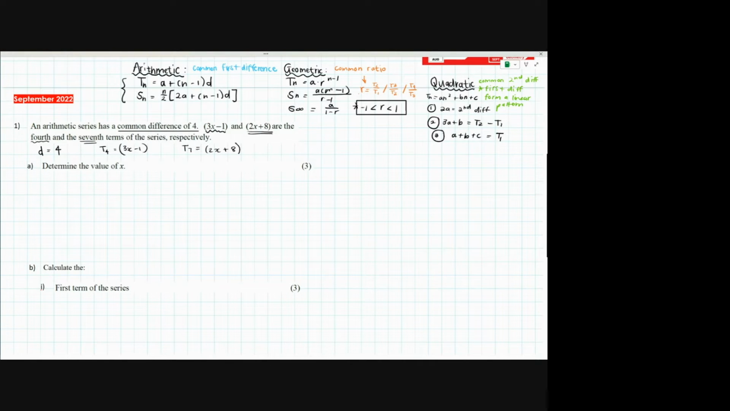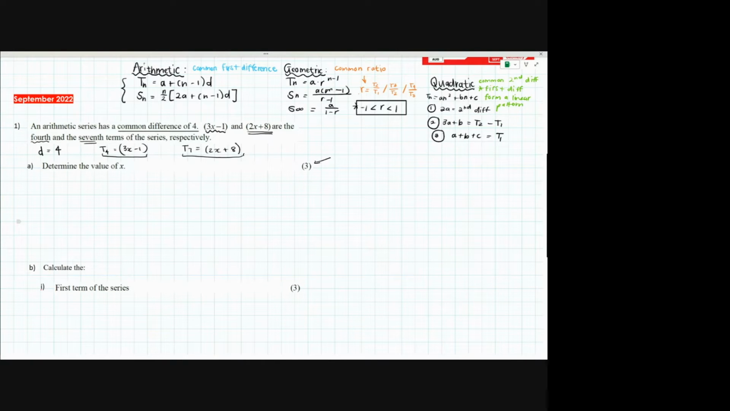Part A asks us to determine the value of x. Now, guys, there are a few different ways that you can do this. You can do this with simultaneous equations if you wanted to, because you know term 4 and term 7. But this is only worth 3 marks. And we know from our boot camp the other day, a simultaneous equation is worth like 6 marks. We don't really want to do 6 marks worth of work to only get a 3-mark allocation.